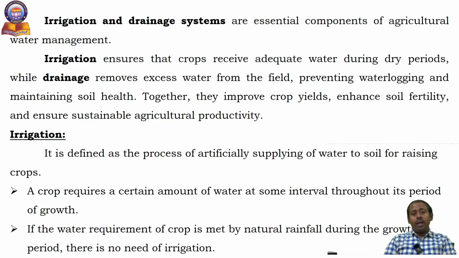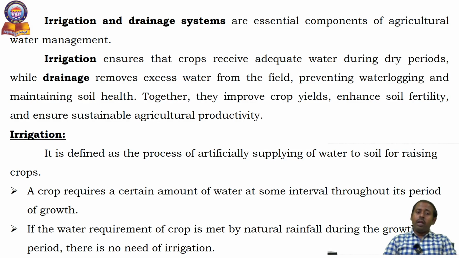So irrigation is the artificial supply of water to the soil for raising of the crops. A crop requires a certain amount of water at some interval throughout the period of growth. That is, the period of growth means the sowing, flowering or harvesting system, whenever the water is required for the different crops. Some crops require it in the sowing period, some crops require it in the flowering period, and some crops require it in the harvesting system. So according to those conditions only, the water will be supplied to the agricultural field.